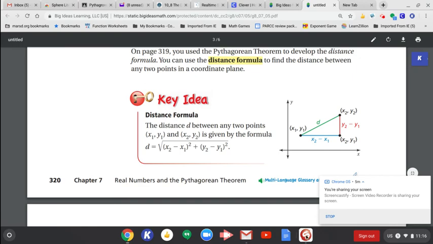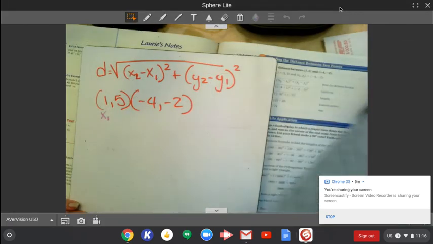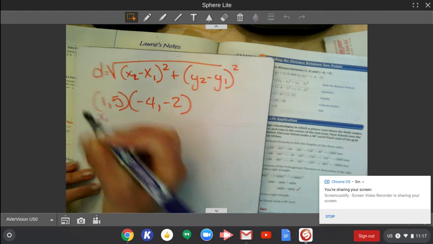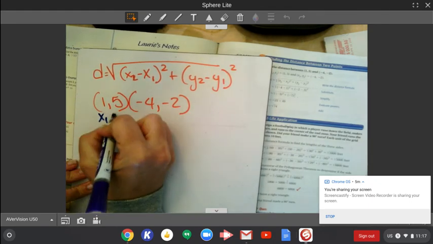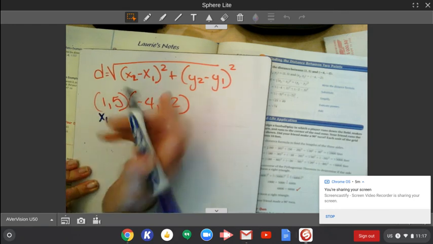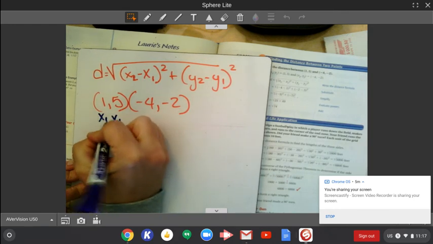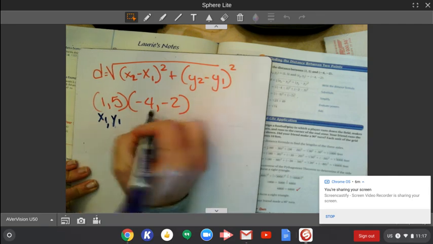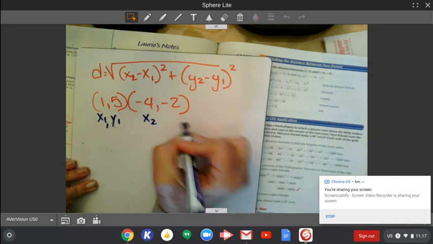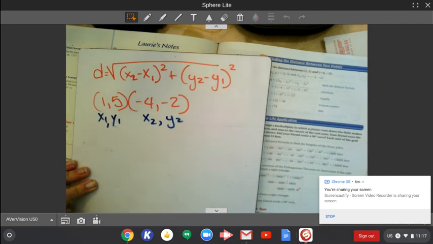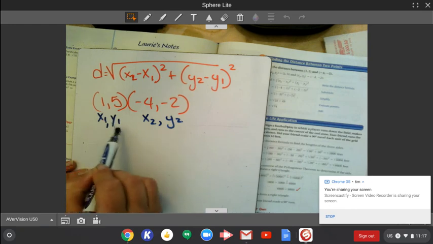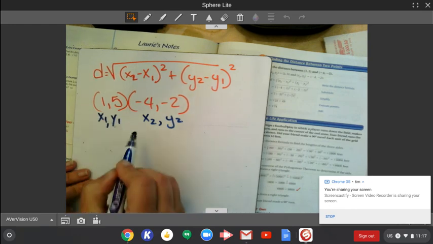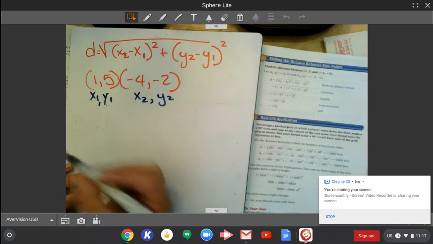So let me go back to the problem here. Okay, so first, just like with slope, we're going to identify our points. So I'm going to do x1. This is my first x coordinate. And this is my first y coordinate. So we got x1, y1. Second, x2, y2. Okay, that's about the hardest part. All you have to do is just write underneath your 2 points, x1, y1 for the first set of points, x2, y2 for the second set. Now the rest of it is real easy.